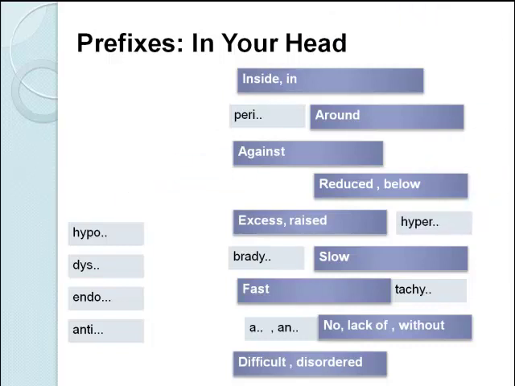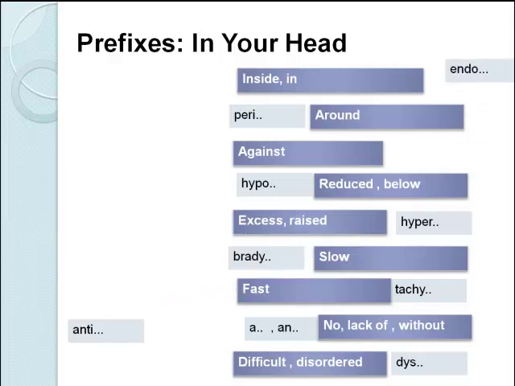Hyper means excess or raised, too much. Or we had the term earlier, hyperkalemia, a blood condition of excess potassium. Hypo, reduced or below. So if I have hyponatremia, I have a blood condition of reduced sodium. Hypo, if you think hypo for low, it will help you remember. Dys means difficult or disordered. So somebody may suffer with something called dysphasia. That would mean difficulty speaking.